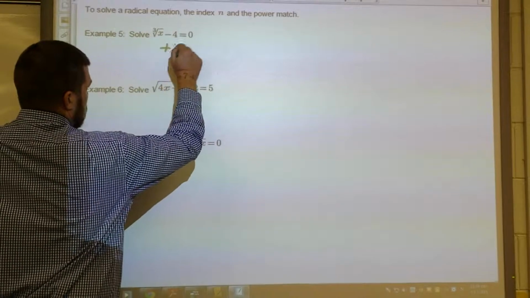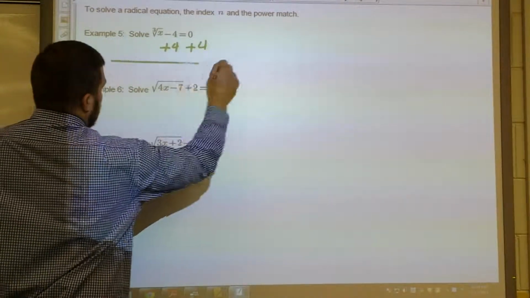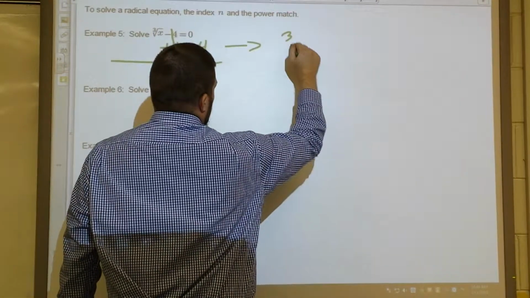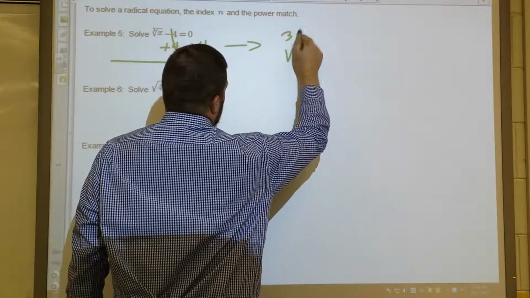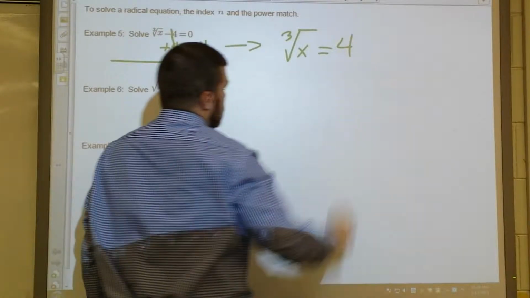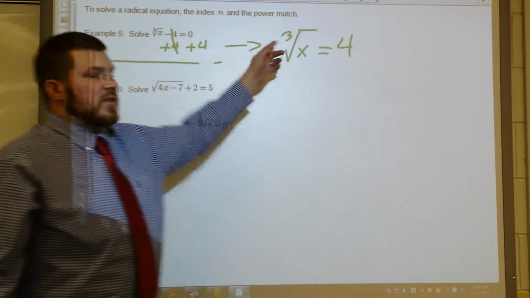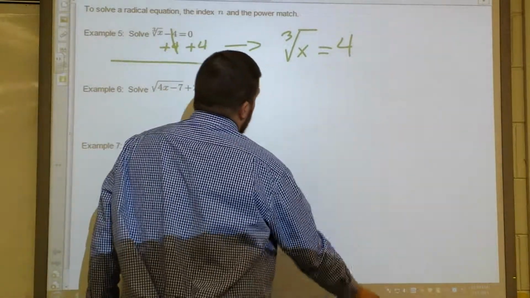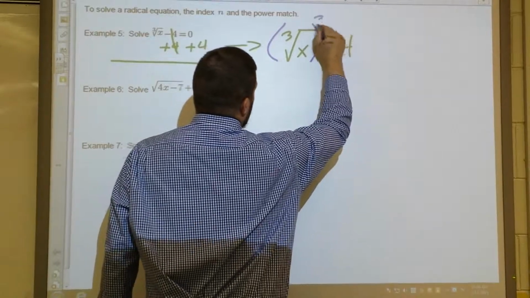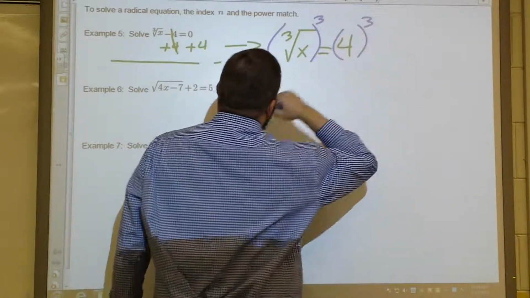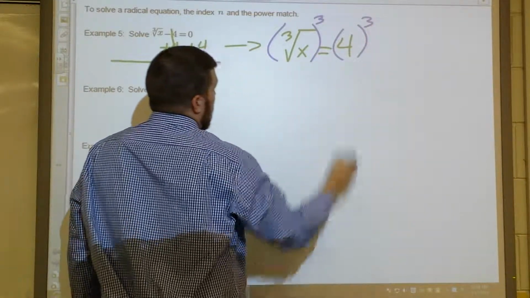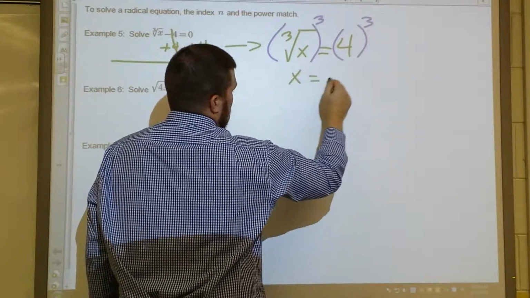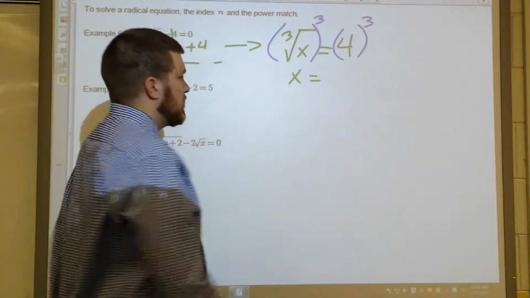So I'm going to say plus 4 to start with on the first example. Cancel out. So I have, just bring it over here, the cubed root of x equals positive 4. Here my index is 3, so I'm going to have to use the third power to cancel it out. Okay, so now the third power and index 3 cancel out. All that's left is x. So x is equal to 4 cubed, which is 64.